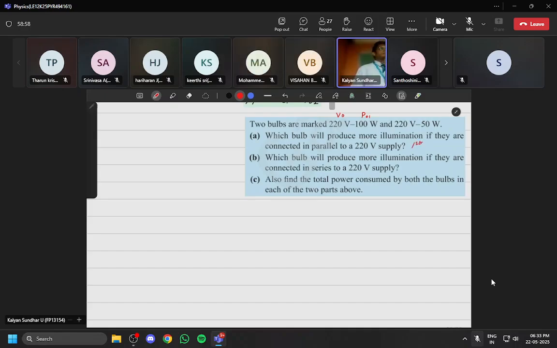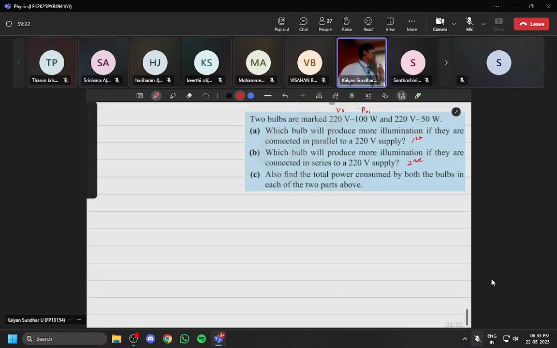Yes, first bulb: more the power rating when connected in parallel, more the current, and more power is consumed. Now the second case: which bulb will produce more if they are connected in series? For this, the second bulb, correct. In series, whoever has the lower power rating will be consuming more power.